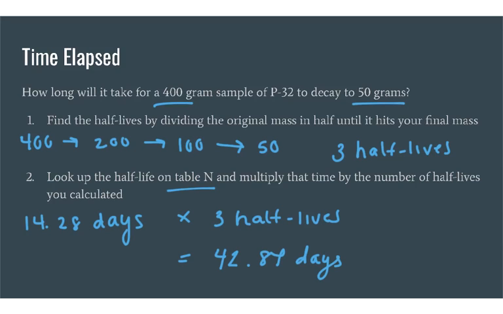42.84 days. Right? So this one, we're given less information, but we're still able to come out with all the information at the end. Right? So we're always going to figure out how many half-lives we went through. Then we're going to use that table N on page 6 and multiply by the half-life time.